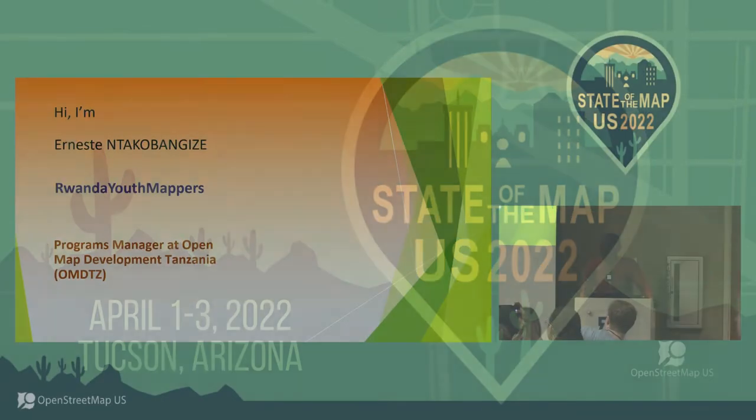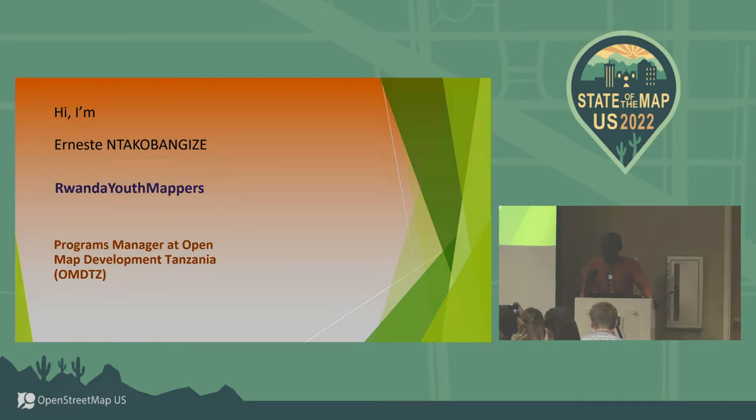My name is Erneste Ntakobangize. I am from Rwanda. I am one of the IFMAPAs. I've been working as IFMAPAs regional ambassador over the last year. And I am currently working as program manager at the Open Development Tanzania. I've also been working as GIS specialist for different projects. And I am also passionate about drone technology and drone data analysis and processing.